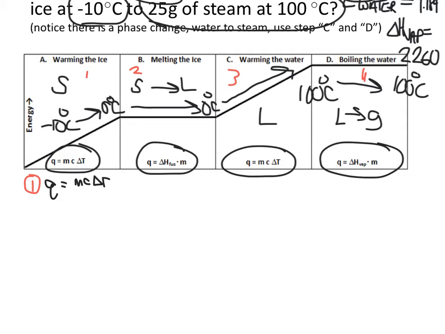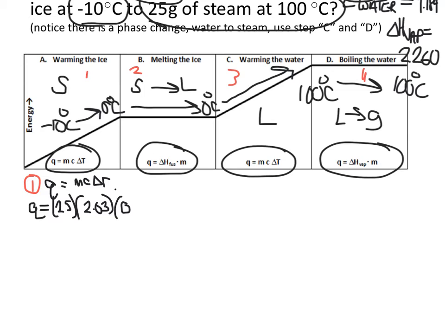All right? Now, I need to solve for my Q value, easy peasy. My mass for this ice is 25 grams. And my C value is the specific heat of ice. So when I look on my chart, the specific heat of ice, the solid phase, is 2.03. And I'm looking at my change in temperature. All right? My change in temperature is final minus initial.